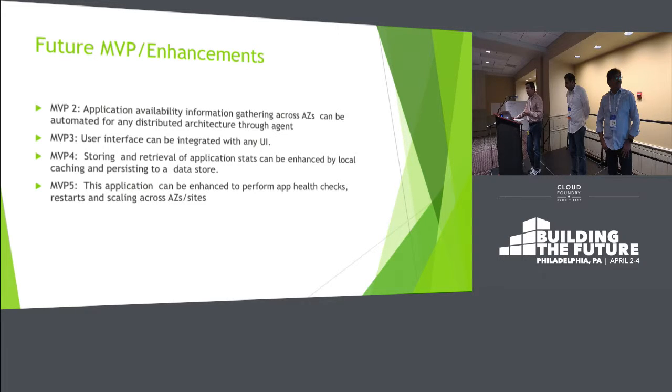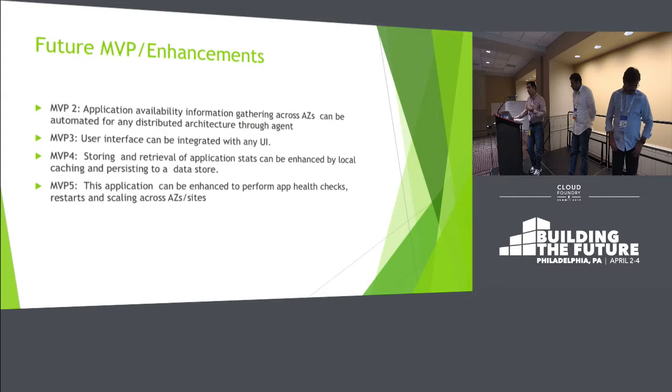In MVP 4, we can store and retrieve the application status and improve the performance by caching it locally and persisting it in a data store. So if one site is completely down, even if connected to another UI in another Cloud Foundry instance, I will be able to get all the information about the applications running on that site. We can also make this agent-based tool an enhancement to do all the routine, mundane actions, like health checks or restarts. All these things can be done from a single console.